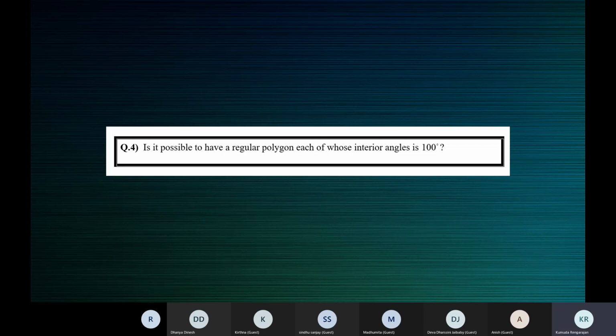The other way of doing it is, if each interior angle is 100, what is each exterior angle? Each is 80 degrees. If each interior angle is 100 degrees, then each exterior angle is equal to 80 degrees. Now, how do you find each exterior angle? What is the total of all the exterior angles?